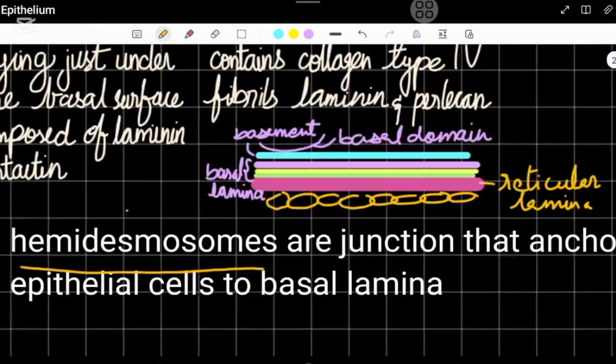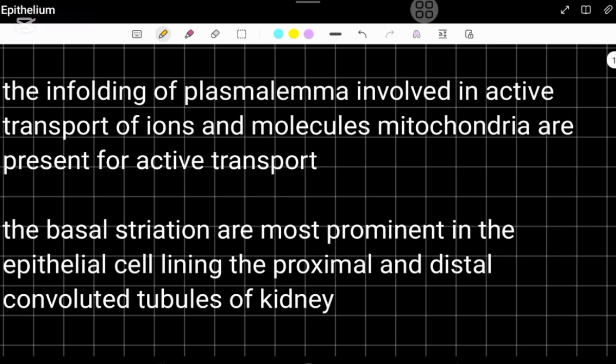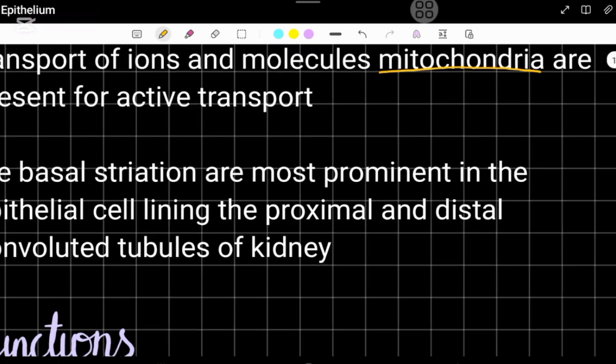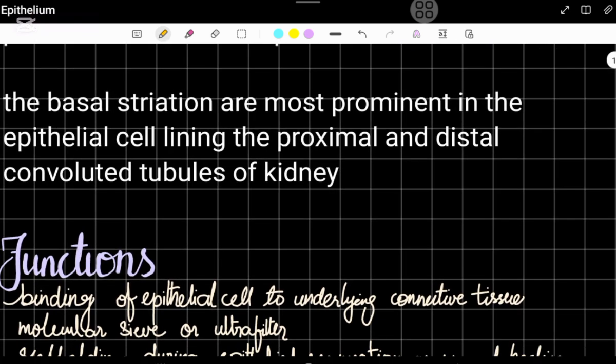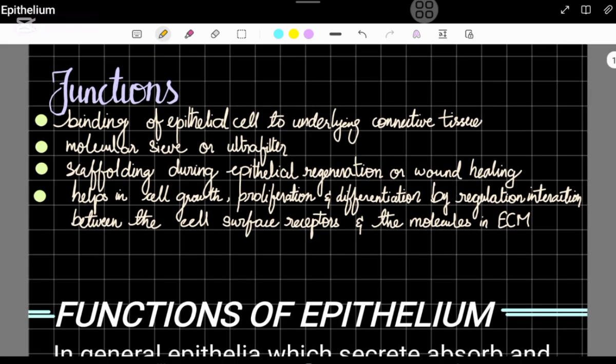Now the enfoldings are present, we have discussed. They help in the active transport of ions and molecules. They contain mitochondria. You all know that active transport requires ATP. ATP is formed by the mitochondria, so mitochondria are present in a large amount in the enfoldings. Now the basal striations are most prominent in the epithelial cells lining the proximal and distal convoluted tubules of the kidney. Functions: they bind the epithelial cells to the underlying connective tissue.